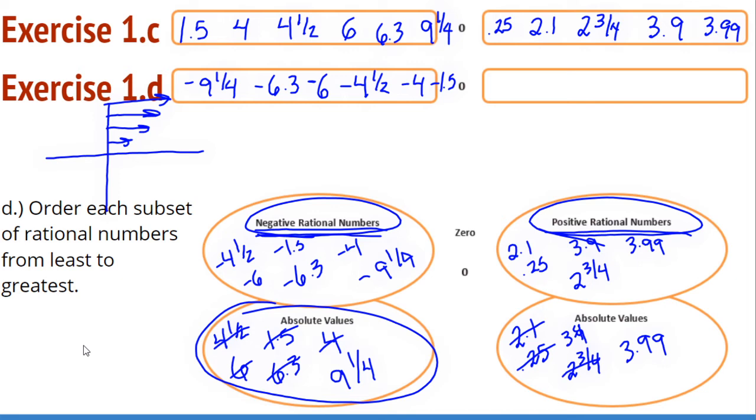Looking at the positive numbers, once again, if I'm going from least to greatest, I'm thinking about how far away am I from 0. So on the positive side, I want to be closest to 0. On the negative side, if I'm going least to greatest, I want to start with the farthest away and work my way back in, and that would give me the numbers in order from least to greatest. For the positive, I want to start as close to 0 as I can and then move away from 0 on the positive side. So I've got 25/100ths, 2 1/10, 2 3/4, 3 9/10, and 3 99/100ths.